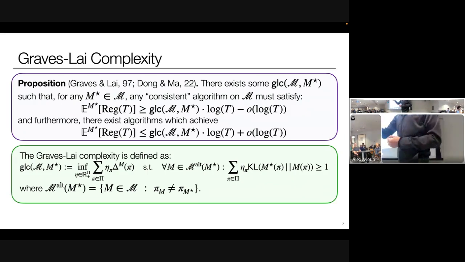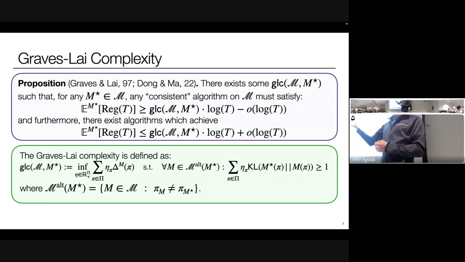So maybe to make this concrete, for multi-armed bandits, what this would be is it's going to tell you to pull every arm roughly 1 over gap squared times. Because if you pull an arm 1 over gap squared times, you will be able to eliminate this arm, and that's the minimal amount of times you need to pull it to eliminate it, so the minimal amount of regret.